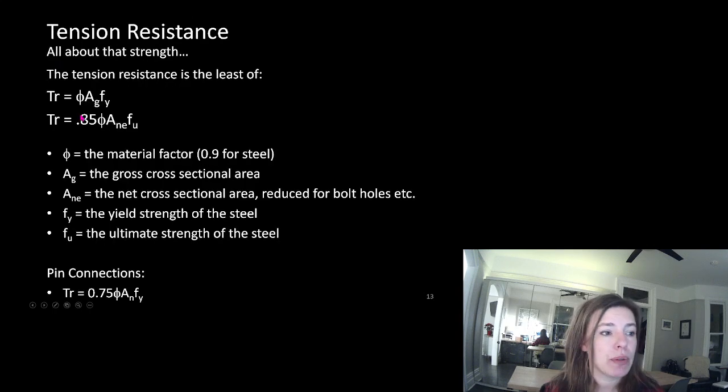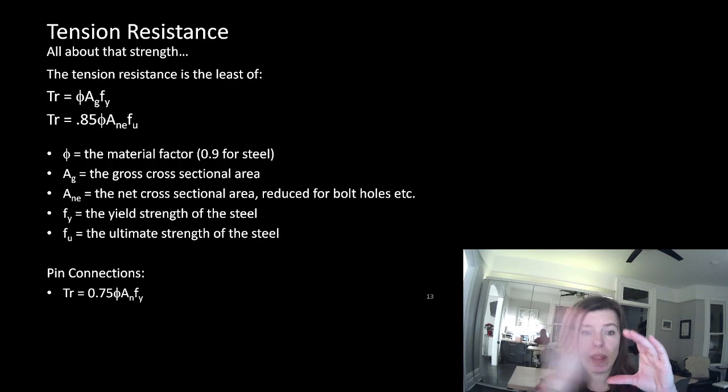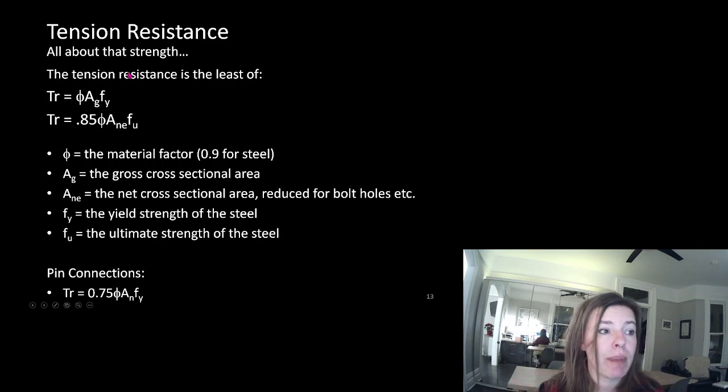It's all about strength. So the tension resistance is the least of TR equals phi times AG times Fy. Well, what's AG? We're really talking about area. The reason that little g is there is because we're talking about the gross area. Not like, that's disgusting, but the whole cross-sectional area of our steel member.